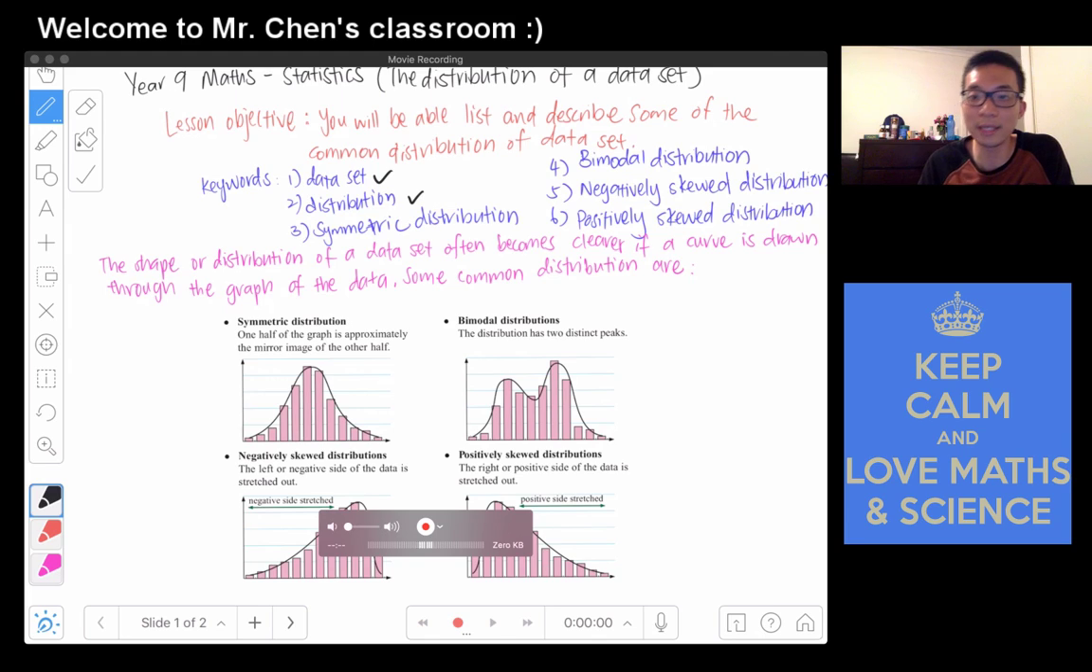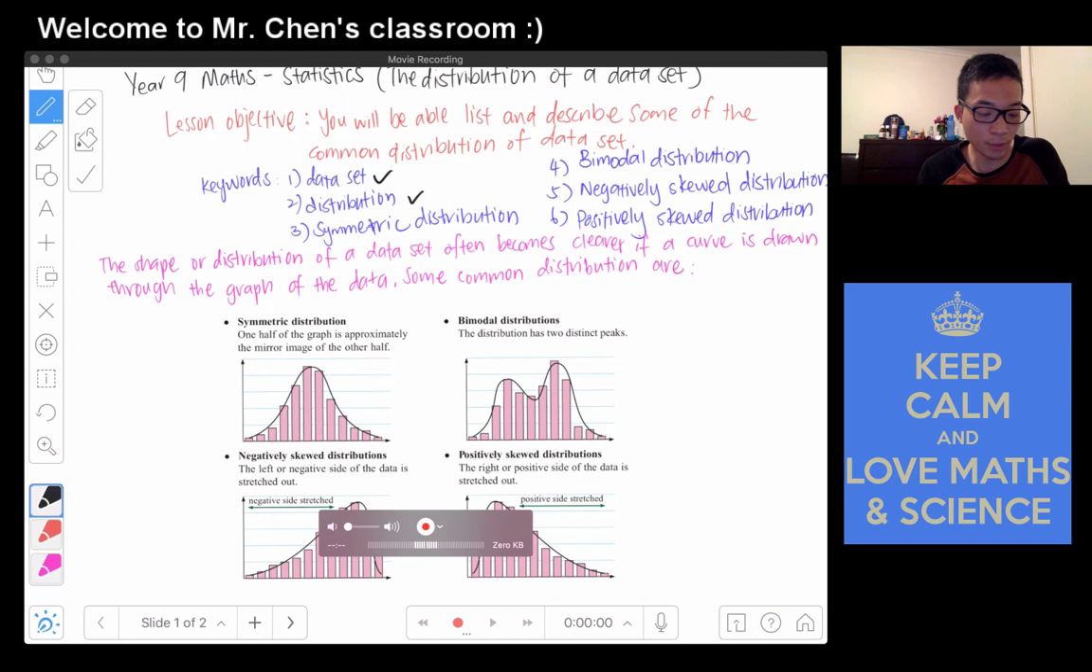So if you look at the height of students at school, you will collect the data and then that will be your dataset. Distribution means how it spreads, how it looks, okay, how the data spreads when you actually organize the data and then put it on a column graph, for example.